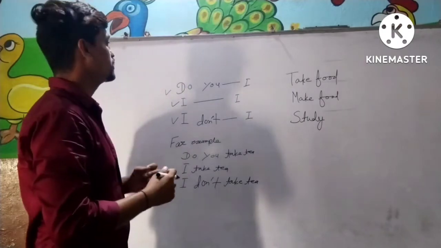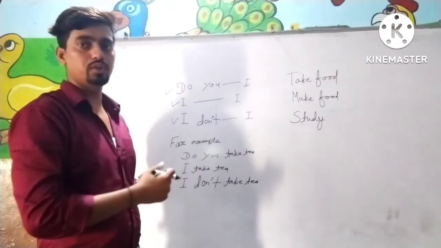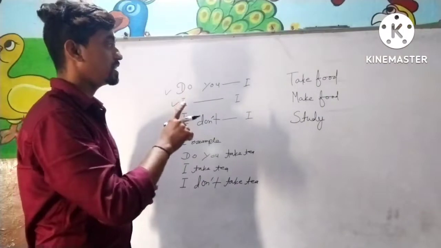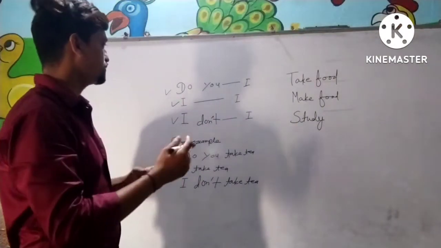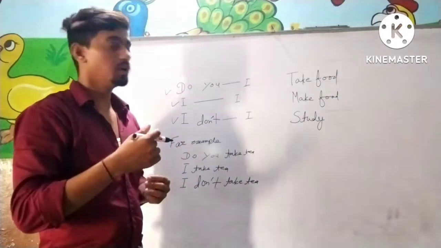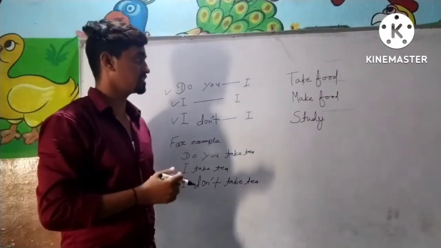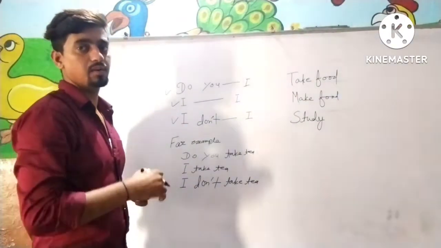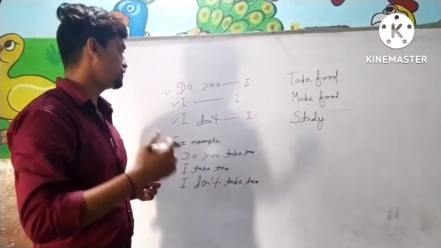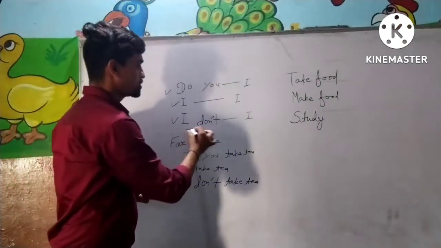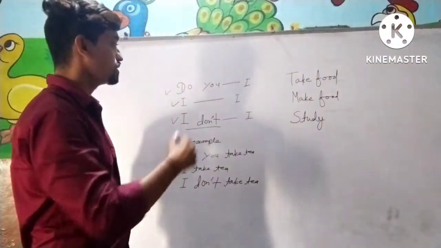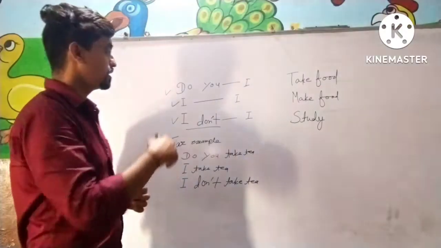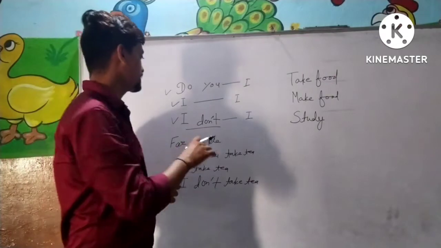If we are asking the question, we will use, do you make food? We will use the first form, and make is the first form of the action. And if we want to answer, then we will say I made food. And if we want to refuse, then we will say, I don't make food, and we will use the first form of action with I don't.